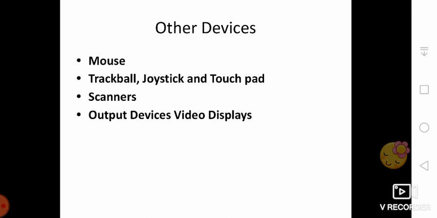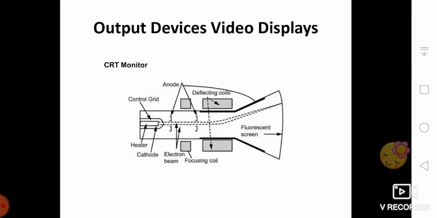The next one is output devices. Output devices, first video displays. The CRT monitor was the fundamental output display device. This is shown in the figure, the CRT monitor. CRT is nothing but a cathode ray tube, which is the picture tube of a monitor.